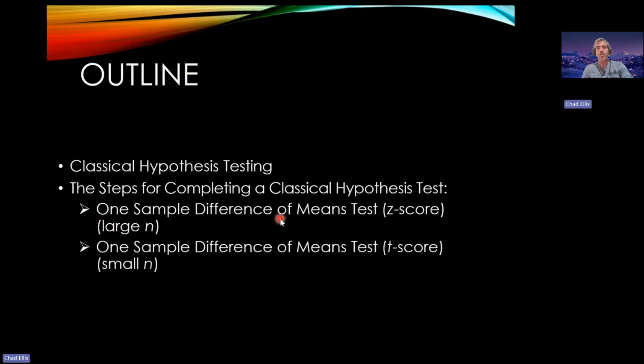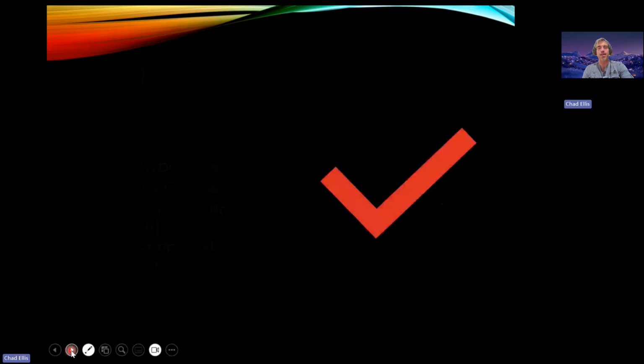and the first test that we're going to be using is what's referred to as a one-sample difference of means test. Okay. But if we have a large sample size, we can do a one-sample difference of means test using a z-score. If we have a relatively small sample size, we're going to do the one-sample difference of means test using the t-score or the t-distribution. That's the fundamental difference right there, depending on the sample size.